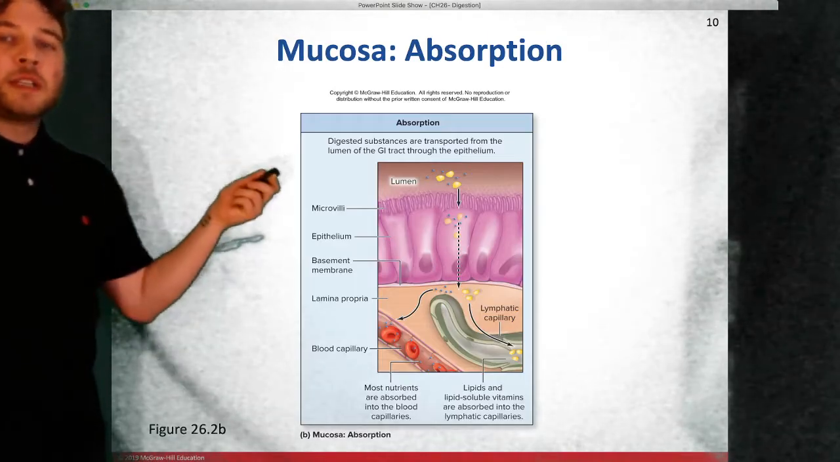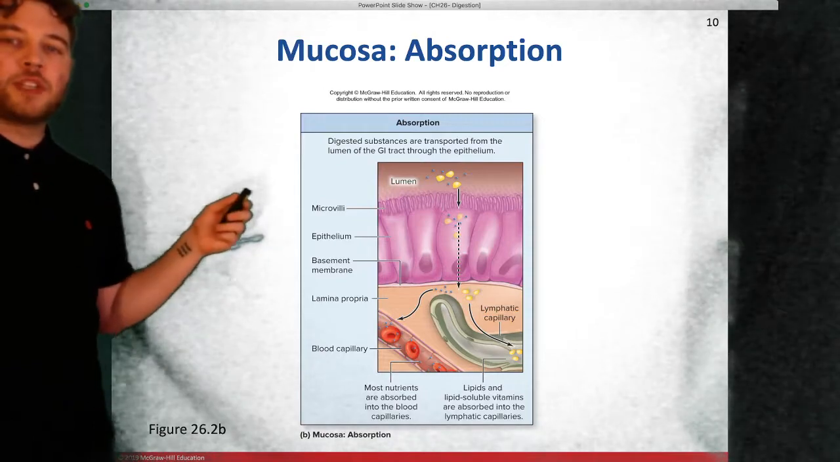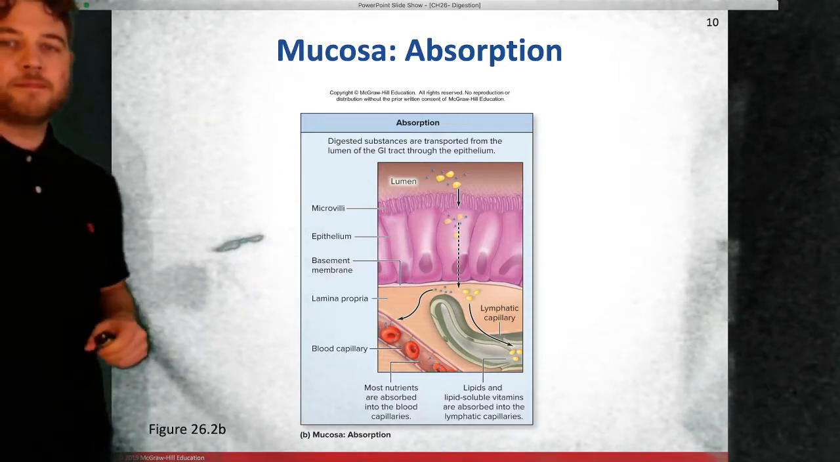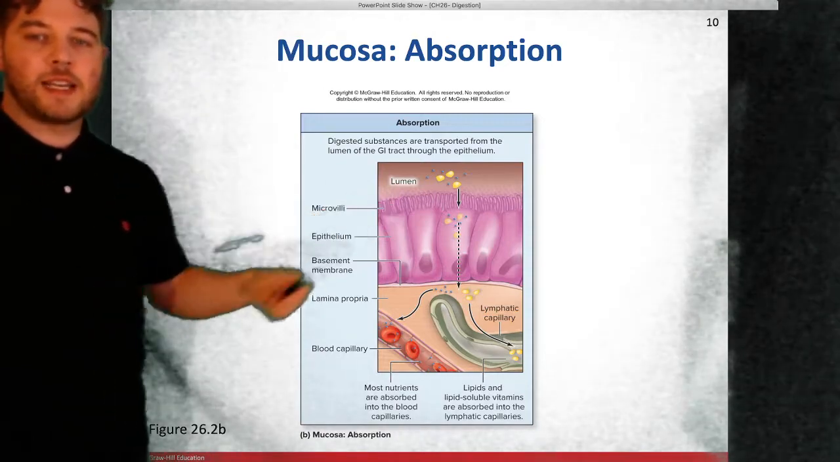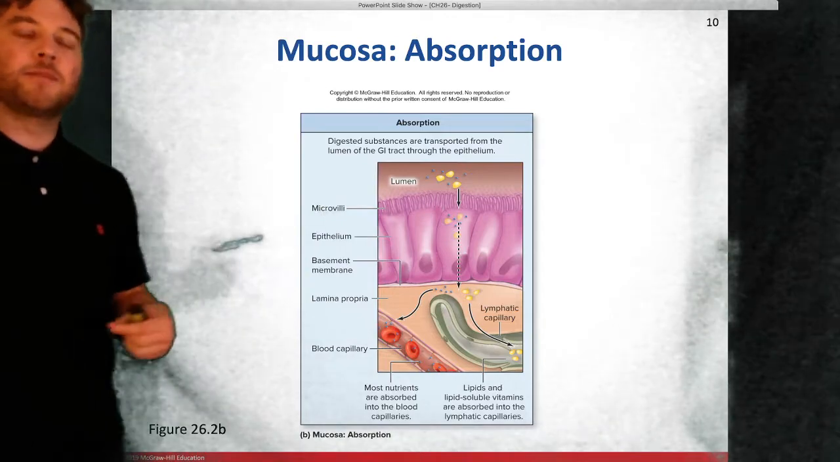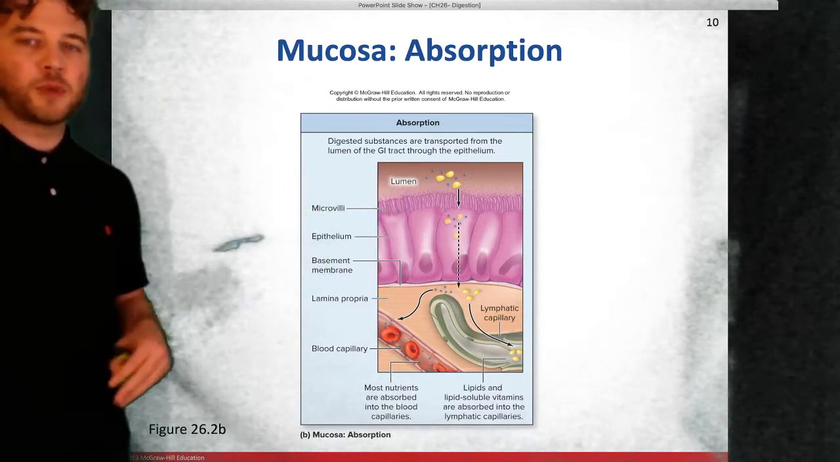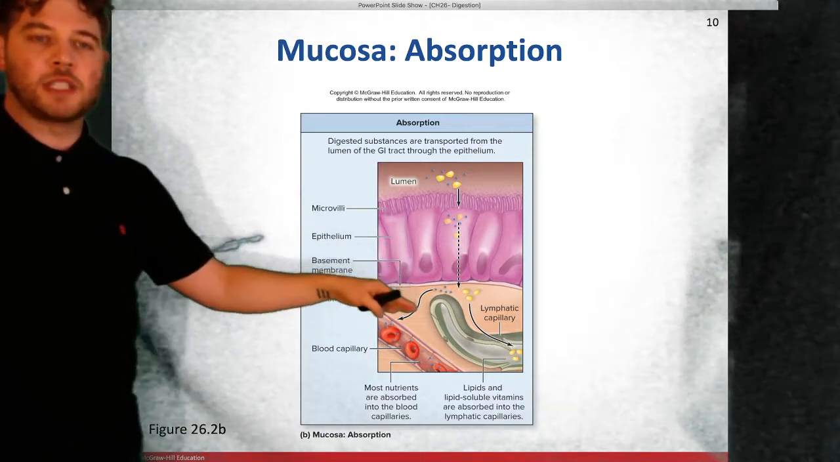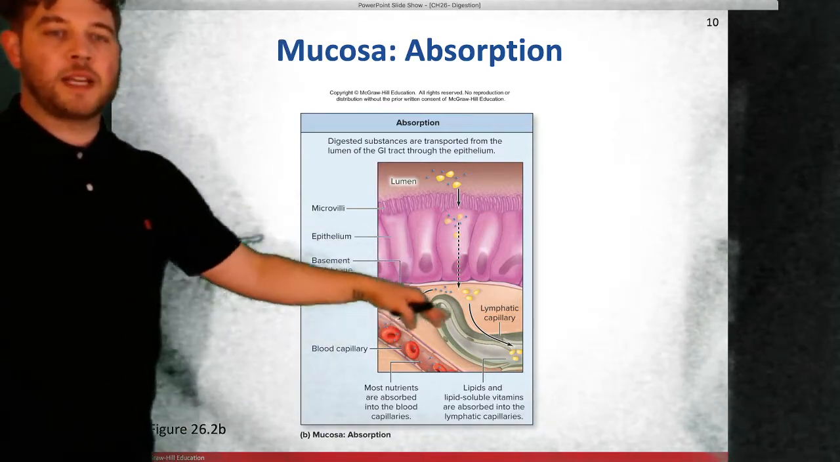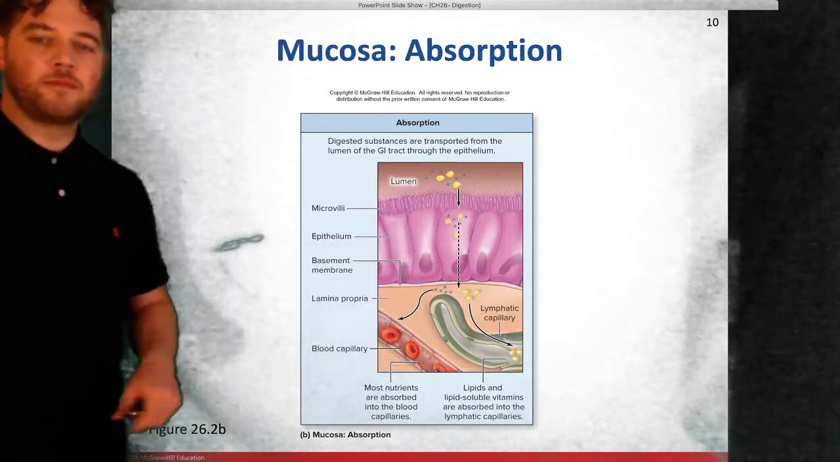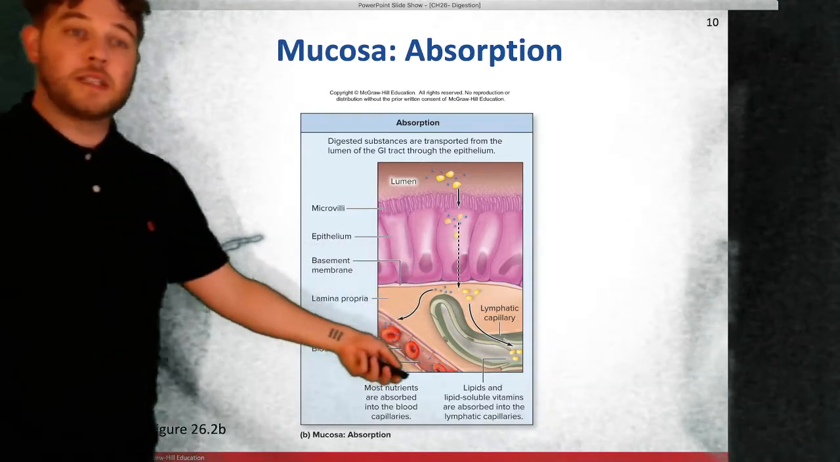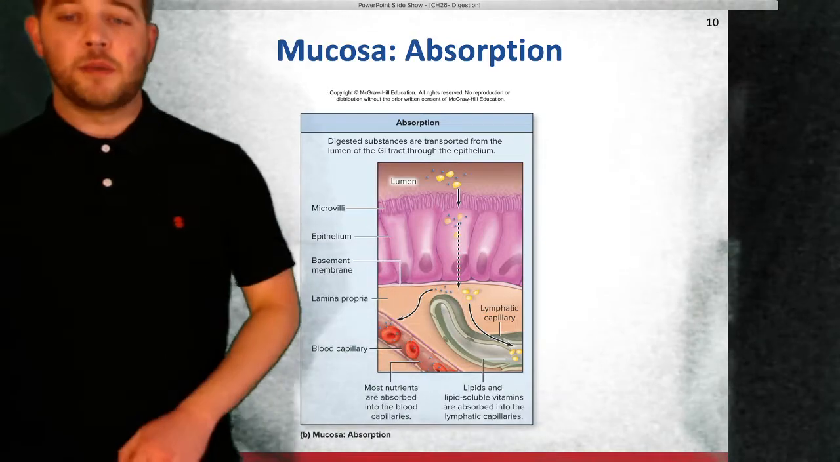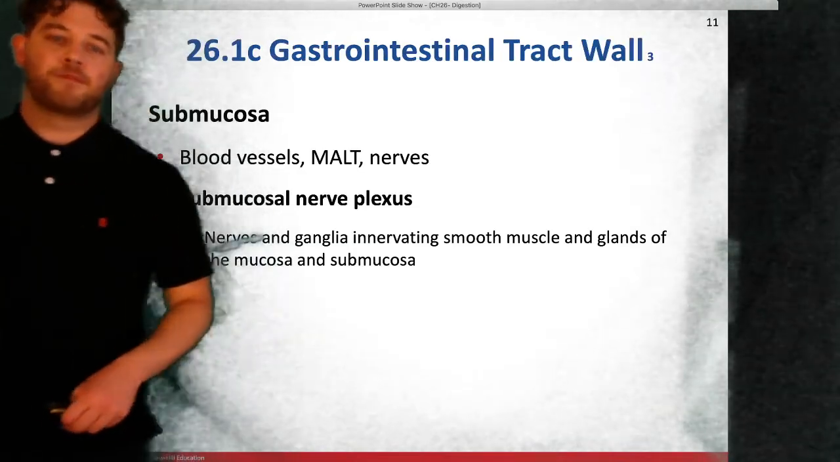So absorption. Digested substances are transported from the lumen of the GI tract through the epithelium. You have your microvilli. Those are going to contain brush border enzymes. They're going to help increase surface area for absorption. You have your epithelial cells, the basement membrane, attaching it down to this lamina propria that has actual blood and lymph vessels for absorption. Most of them are going to be absorbed into blood because they're going to be water soluble. The rest are going to be absorbed through lymphatic capillaries.